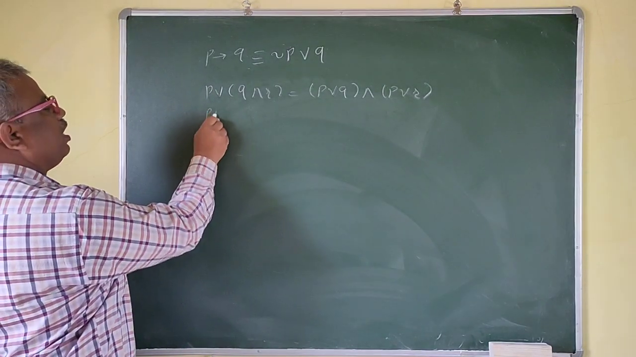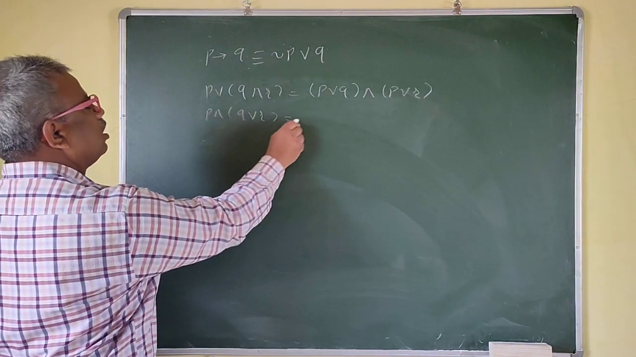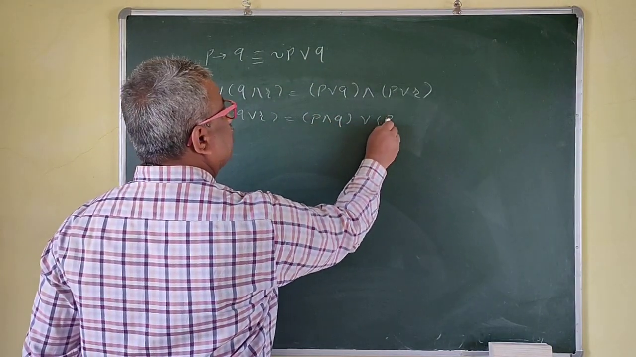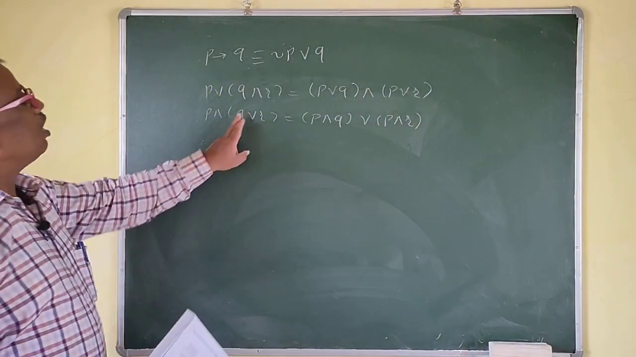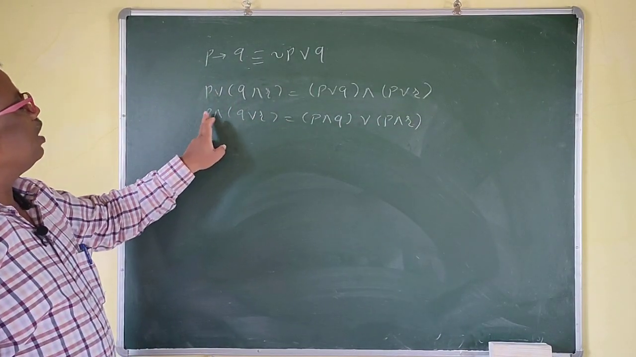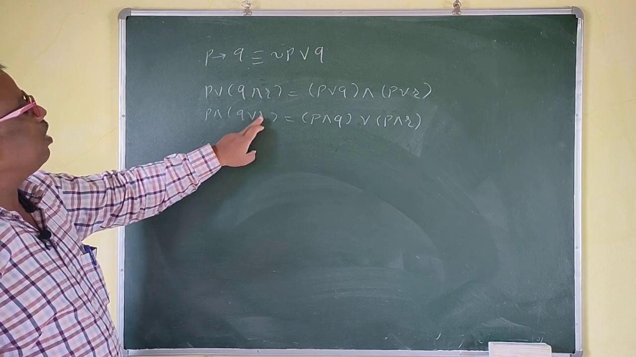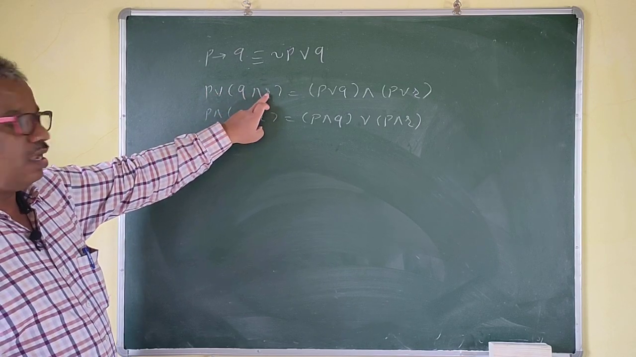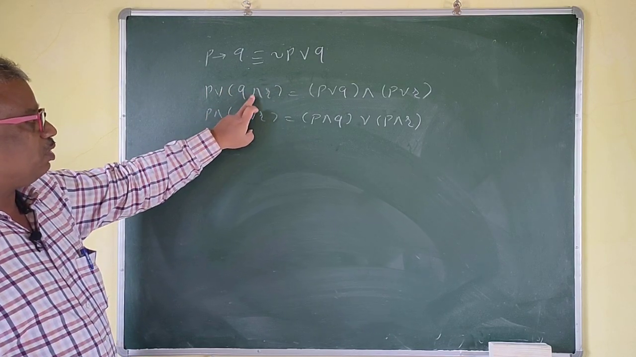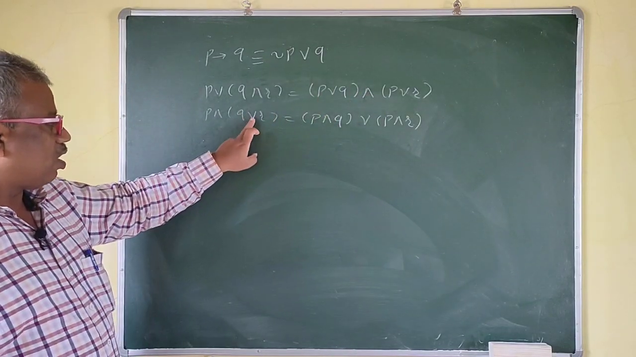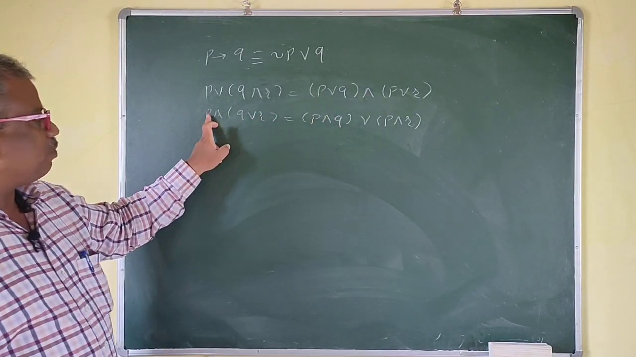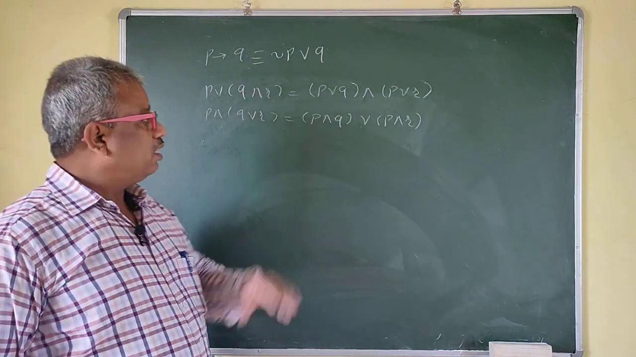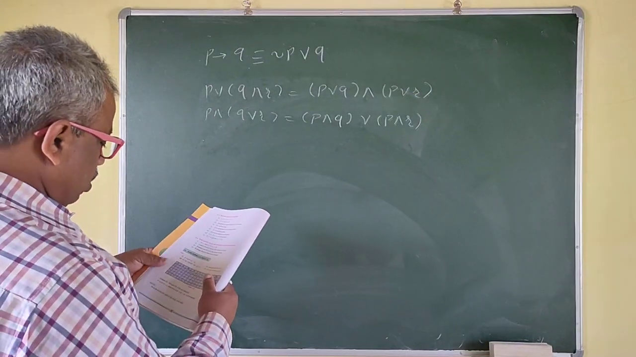Now similarly, P and (Q or R) is the same as (P and Q) or (P and R), and this is the distributive law. Now see, the OR will be here. Connect P with Q and R by this, and this will be the middle one. Connect P and Q, and this will be the OR here, right? So in this way you can remember this. This is the distributive law.